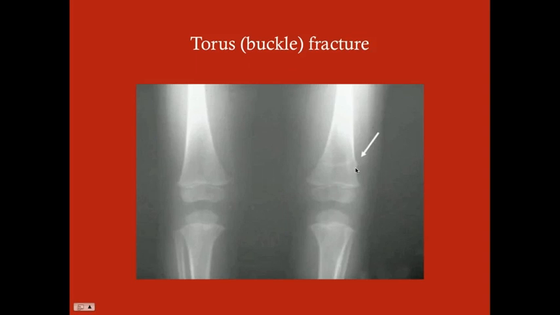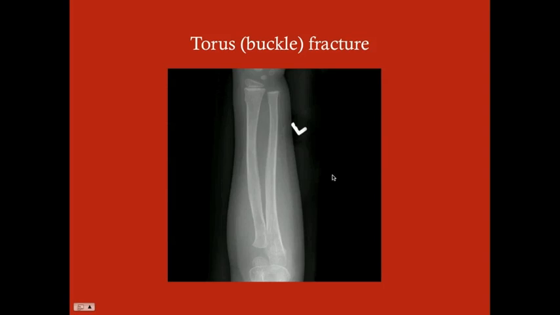Here's another one right here. And right here is another one up here. I would say that the torus fracture would be least likely to come up on a USMLE, but I would know what it is. And it's pretty subtle.